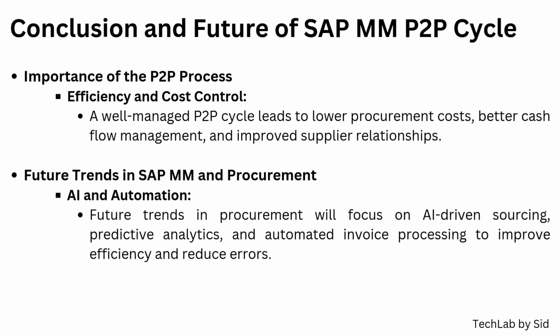The SAP MM P2P cycle has evolved with advancements in automation, real-time data, and user interface improvements. As AI, machine learning, and cloud technologies continue to shape procurement processes, future P2P systems will offer even greater speed, accuracy, and efficiency. Ultimately, SAP MM will remain a critical driver of organizational success, helping businesses manage procurement needs while optimizing costs, risks, and supplier relations.